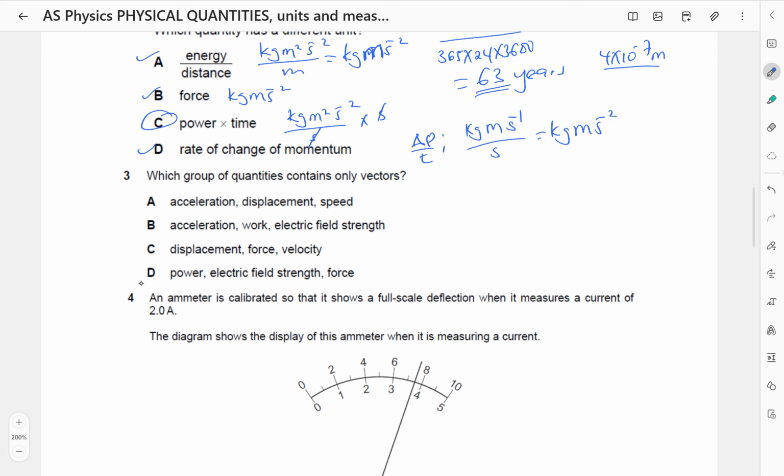Which group of quantities contains only vectors? Only vectors. Speed is a scalar. Work is a scalar. All these ones are vectors, so the answer is C.